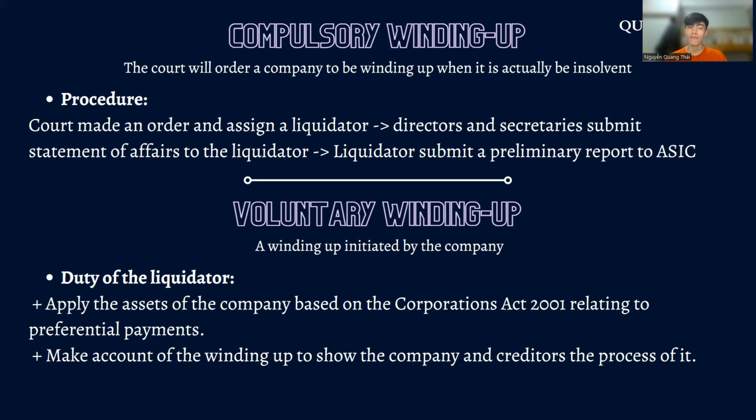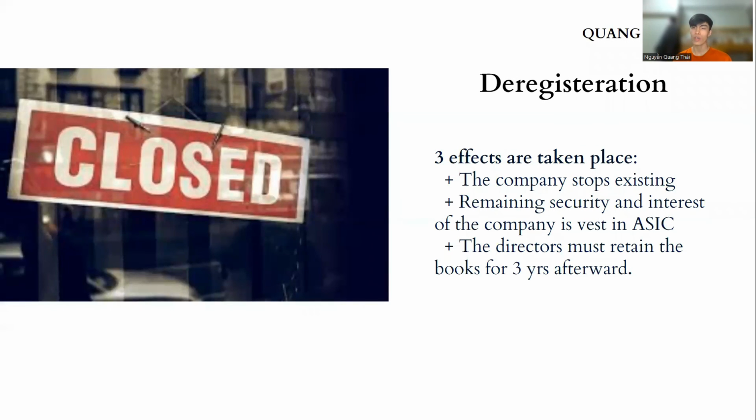And the second duty of the liquidator is to make an account of the winding up during the process, to show the company and the creditors the progress. So there are two duties of the liquidator when the company decides to voluntarily wind up. And finally, there is the deregistration of a company.